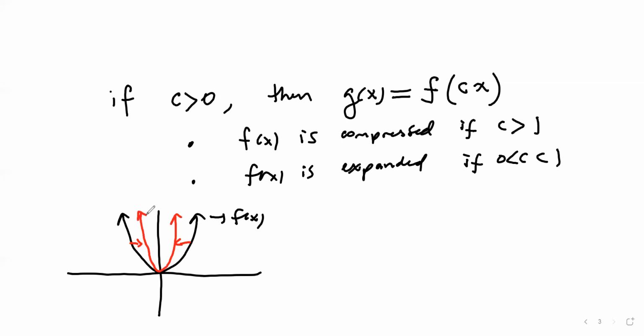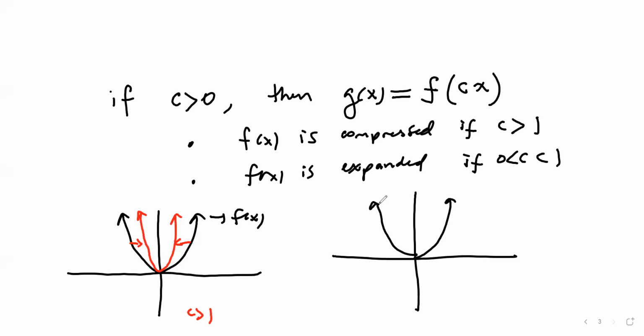This is when c is bigger than 1. And then the other case, again, let's say you have a parent function like this. And then this will now horizontally expand it this way. So it's going to expand it like that horizontally, right? In x direction, basically. So this is the case when c is between 0 and 1.